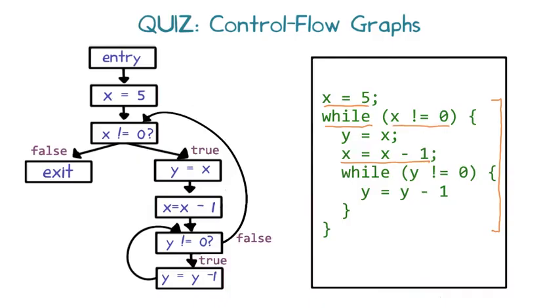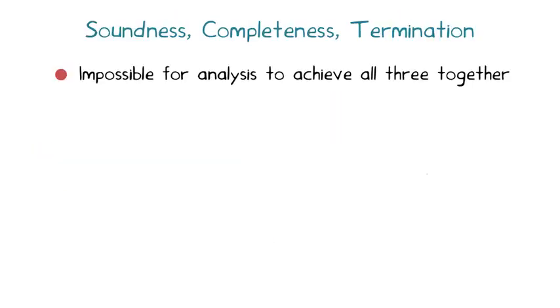Also, at the start of each iteration, the variable y is initialized to the current value of x. The inner while loop decrements y in each iteration and terminates when y becomes 0. Recall from before that it is impossible to design a software analysis that is sound, complete, and guaranteed to terminate. This impossibility holds for data flow analyses, as they too are a kind of software analysis.